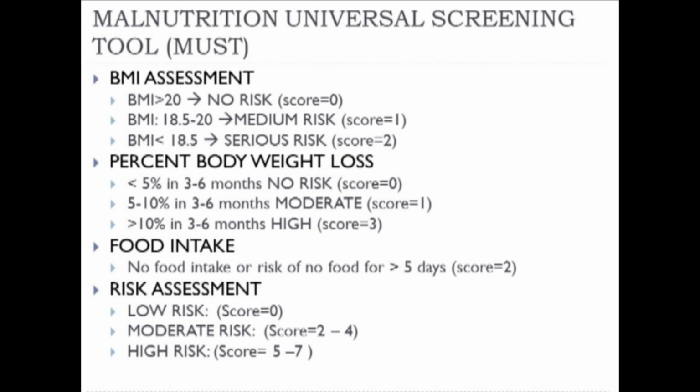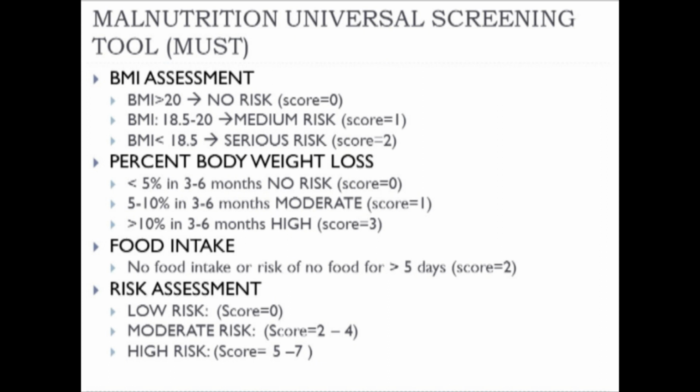Now, the other criteria is percent body weight loss. So less than 5% body weight loss in a 3 to 6 month period, and if, again, this is unwanted body weight loss, that represents no risk, so a score of 0. 5 to 10 within that period is moderate, score of 1. And greater than 10, 3 to 6 month period, is also scored as 3, sort of high risk. Now, with respect to food intake, if there's no food intake, or risk of no food intake, during that period of greater than 5 days, then we're looking at a score of 2.